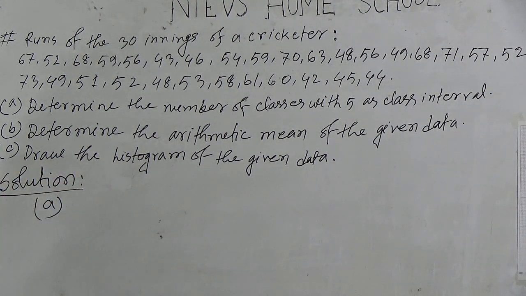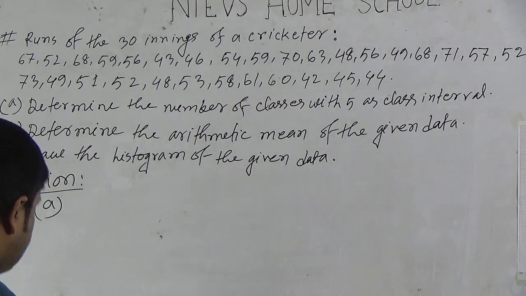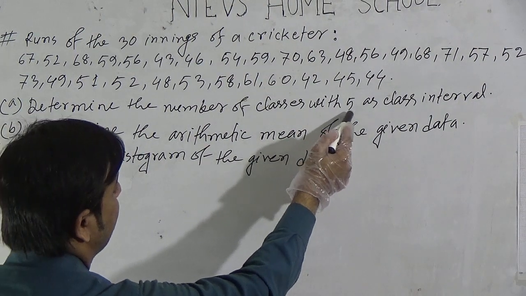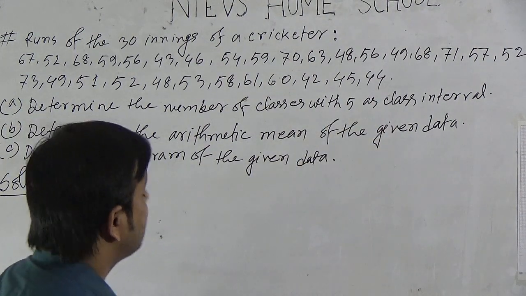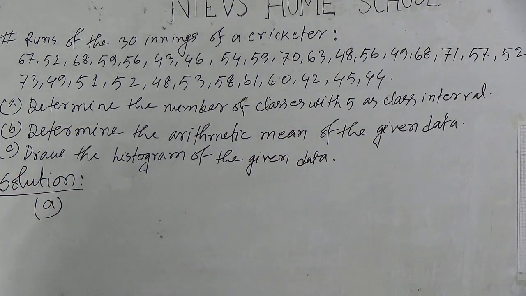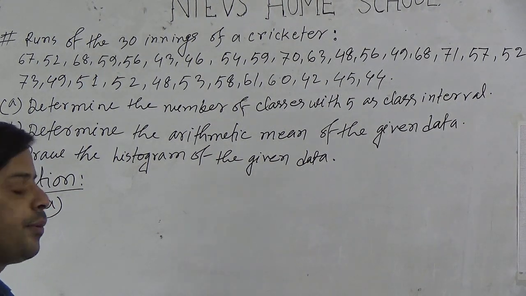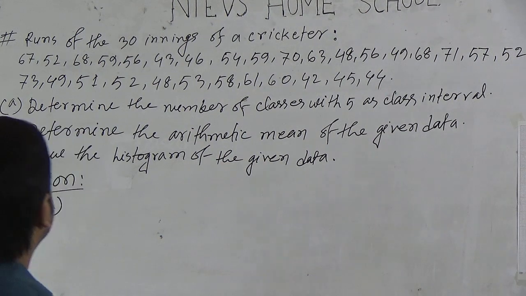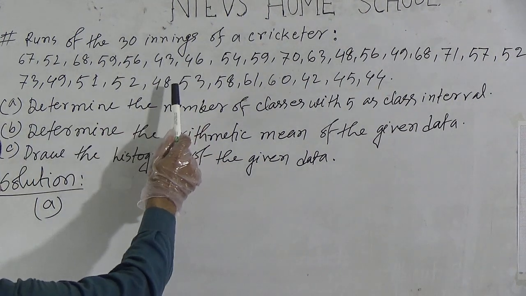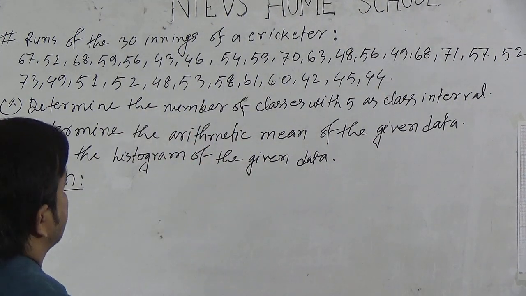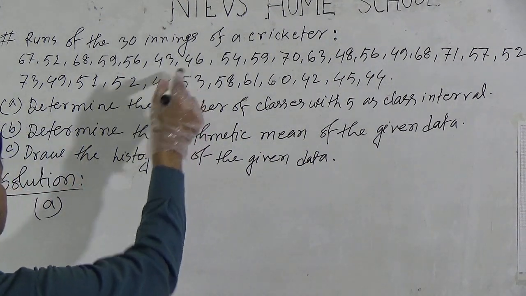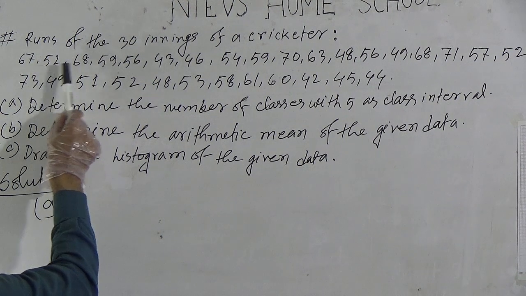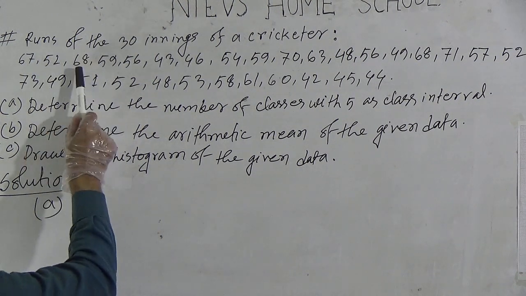First question A. Question A is determine the number of classes with 5 as class interval. To determine the number of classes, at first we have to find the range of the given data. To find the range, we need the greatest number and smallest number. From this data, we have to find out. Here, 67, 52. 67 is greater, 68.